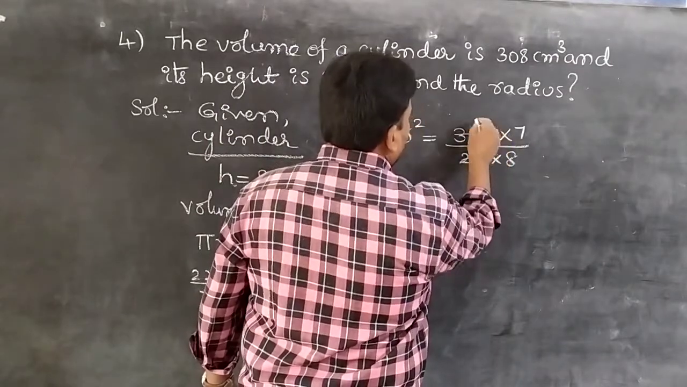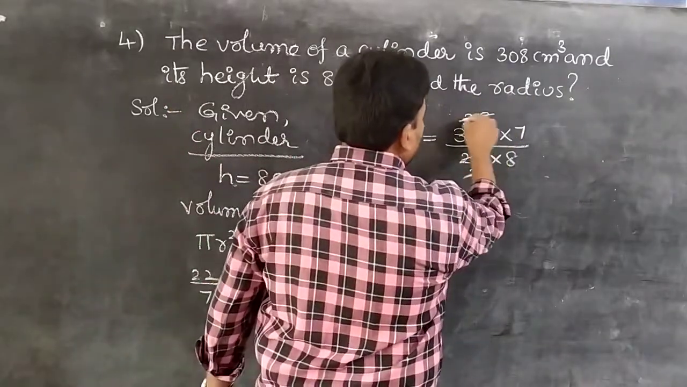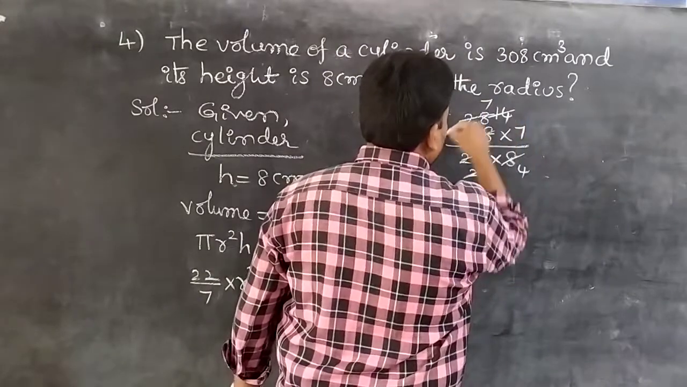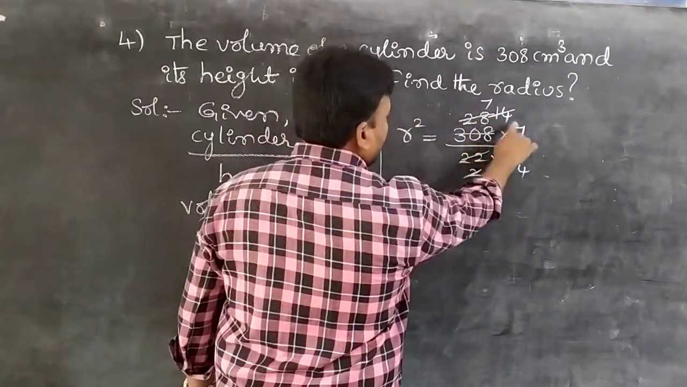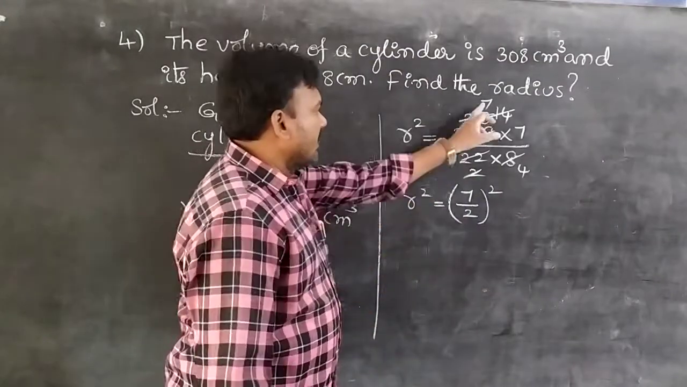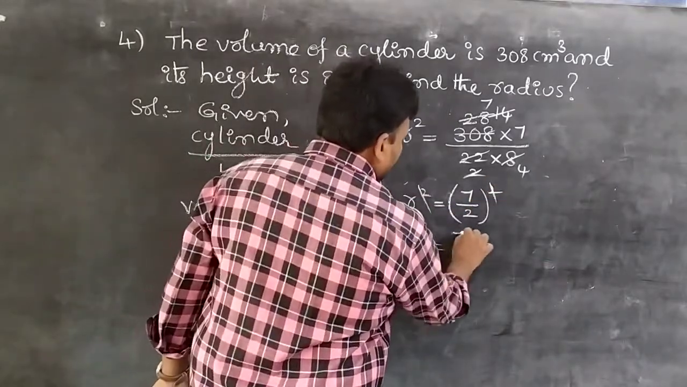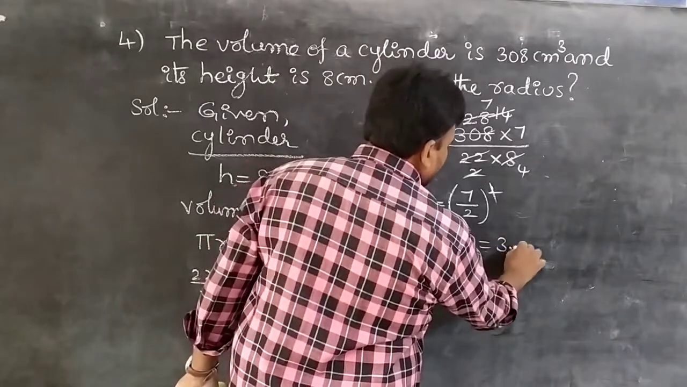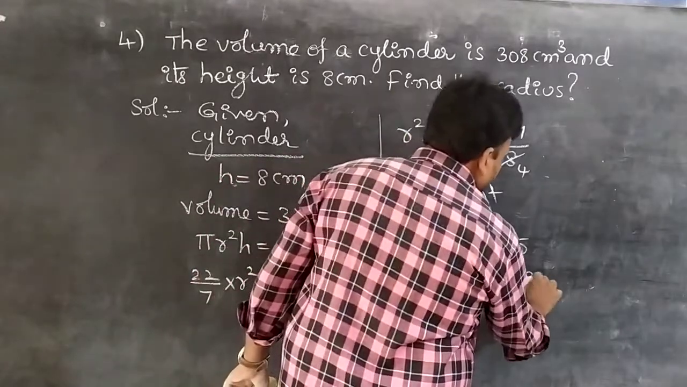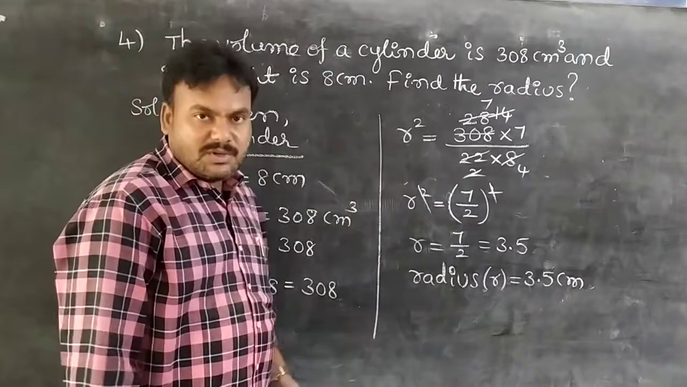Then apply the values. 11 2s are 22. 11 8s are 88. Next, 2 1s, 2 14s. Next, 2 4s are 8, 2 7s are 14. Then r square equal to 7 into 7, 7 square, over 4, which is 2 square. Here it is written as (7 by 2) whole square. On both sides the squares get cancelled, r equal to 7 by 2, nothing but 3.5. So finally, radius r equal to 3.5 centimeters. This is the solution of the given problem, students.